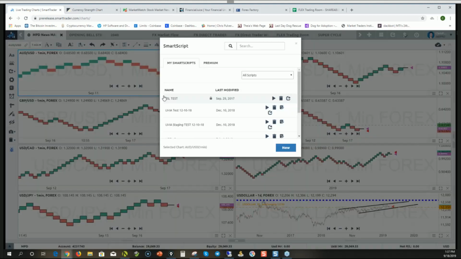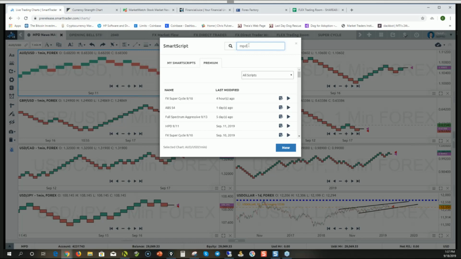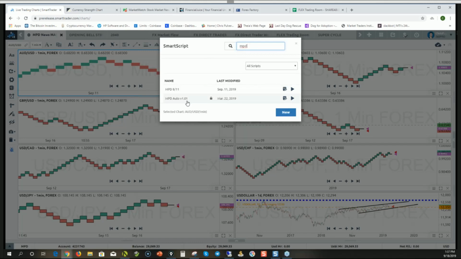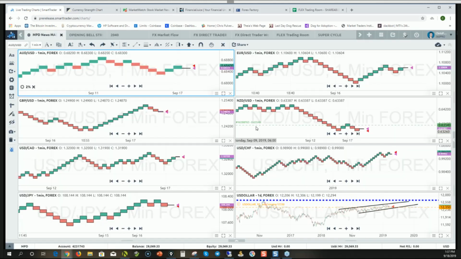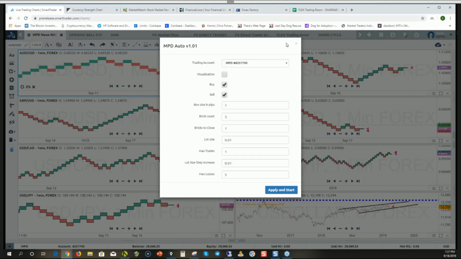The script that I'm going to run, I'll go ahead and just get it set up now. Going into my premium section, going into my MPD, this is going to be 1.01. So I'll run this on all dollar pairs. This includes Aussie dollar, Euro dollar, pound dollar, New Zealand dollar, dollar CAD, dollar Swiss, and dollar yen. I had this specifically set up for an MPD account. I want to turn this on so when the trades are active, it shows me.